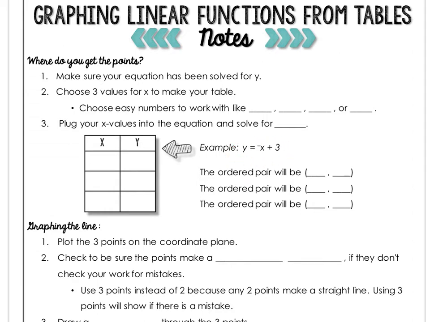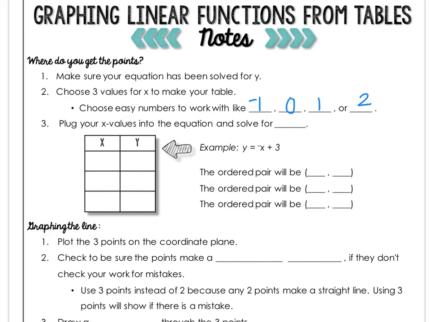Then you're going to choose 3 values for x to make your table. Students usually have the hardest time finding those 3 values. If you can, use a negative, like -1, 0, and 1. If that doesn't make sense, you could go 0, 1, 2, 3, or 2, 4, 6, but you have to choose those values. So keep it simple if you're going to choose.